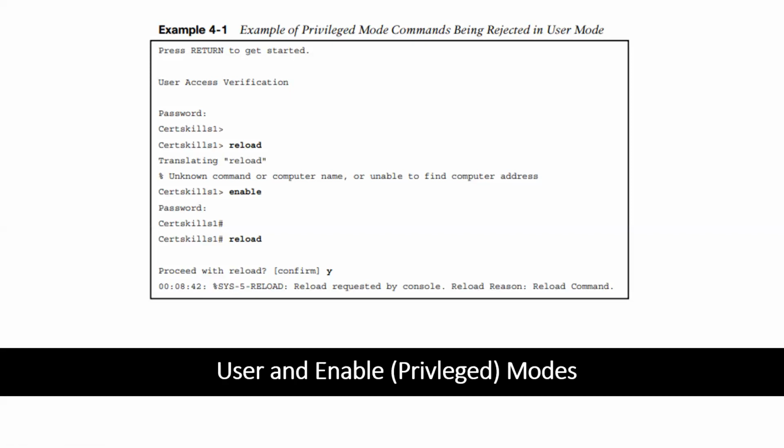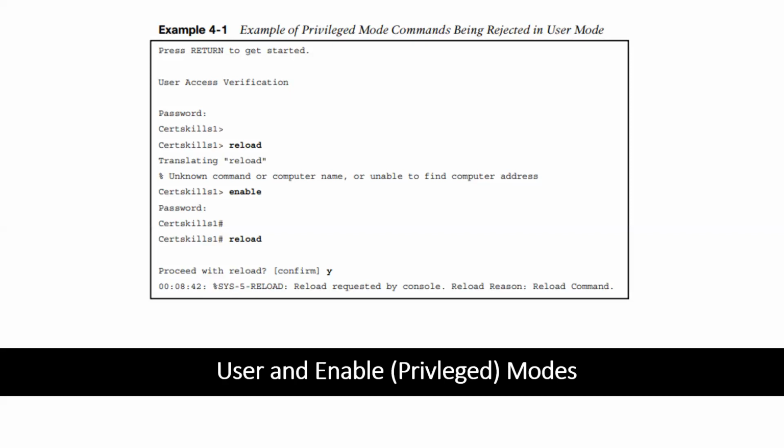So we need to put in enable for us to get to privilege mode or enable mode. So we type in enable within user mode. If you have configured a password, you'll be prompted for the enable password. Once you put that in, boom, you will be at enable mode or privilege mode. And how you would tell that you are in privilege exec, privilege mode, or enable mode is that you'll see that pound symbol in front of the host name of the device, switch or router.